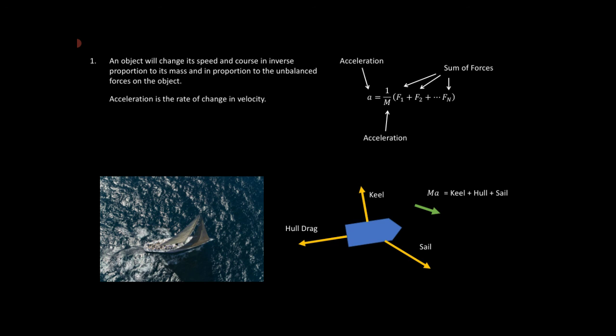So the keel and the hull are trying to balance out the sail, but it's not quite enough in this particular case. In some cases it will be, in some cases it won't, but in this case it's not. And if the sail was in the same position and the wind were constant, it would move to a point where they balanced, because these drag forces are proportional to the speed of the boat in the water.